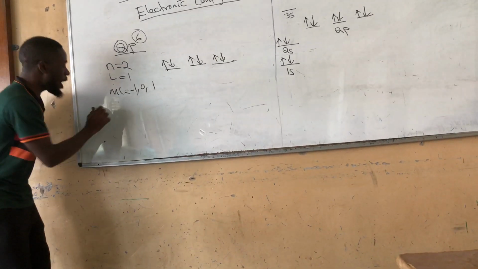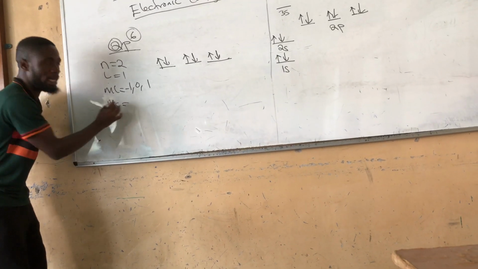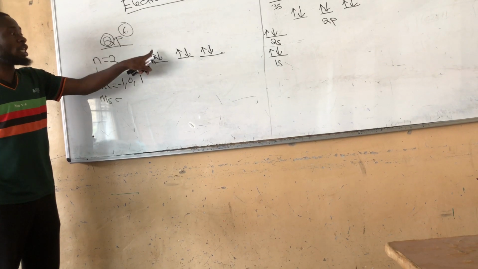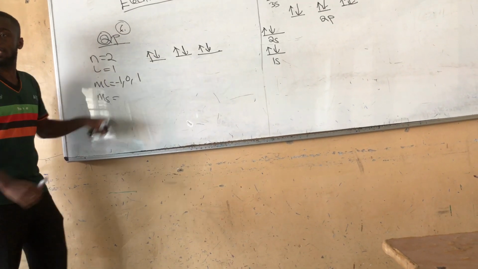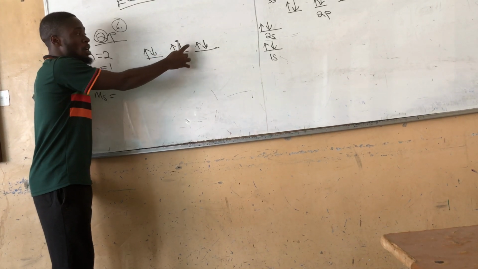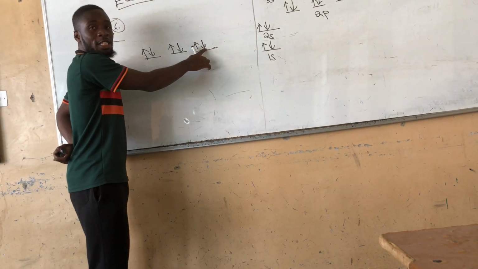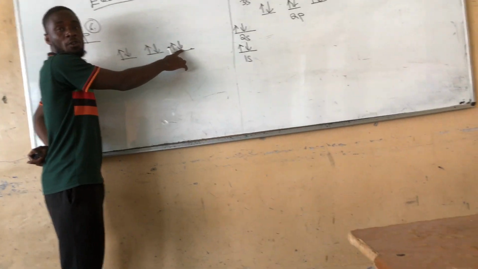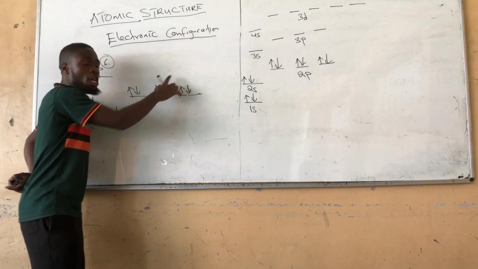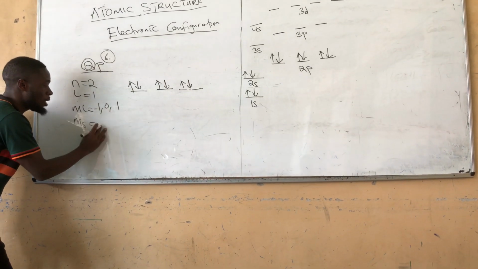So how many electrons do you have here? 6. So to find the magnetic spin numbers here, you need to count how many electrons are there. 6. So you need to start counting up to 6. Let's start counting. 1, 2, 3, 4, 5, 6. So this 6th electron is facing where? Down. So if it is facing down, it's negative. If it is facing up, it's what? Positive. So this ms here is negative.